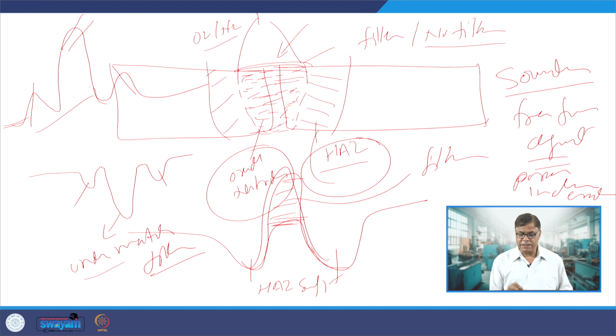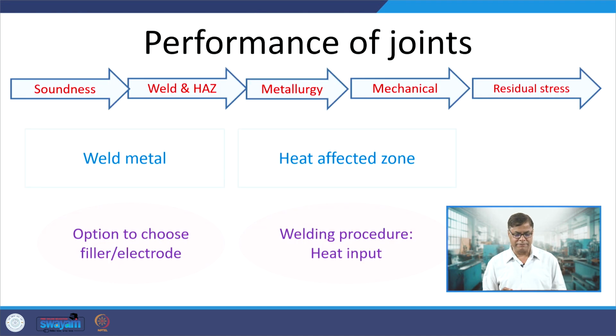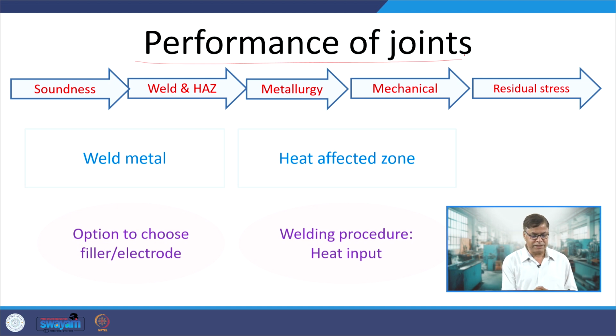The second thing is that heat input may be supplied too much, leading to a very wide heat affected zone and significant degradation of the parent metal properties. That will lead to either excessive softening or excessive hardening, and both may be undesirable. So, these are the things that happen in totality in the weld zone and heat affected zone. These are the two main things that we have to consider. As far as the performance of the weld joint is concerned, the first thing is soundness.